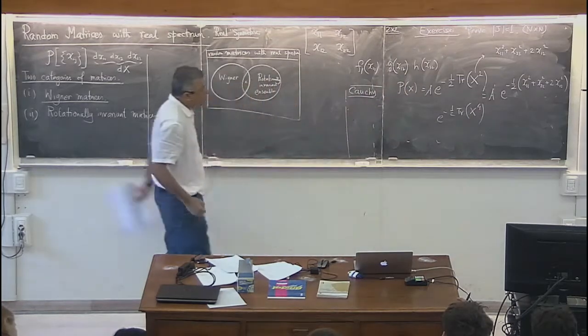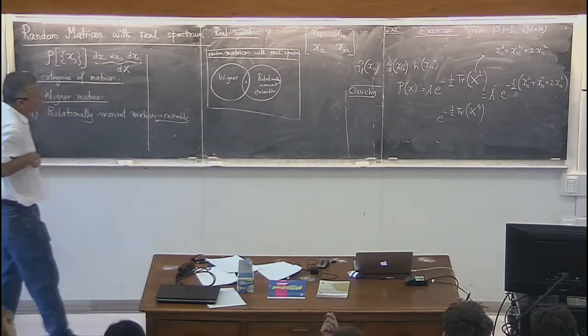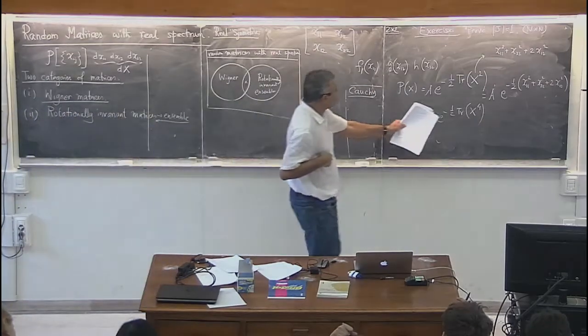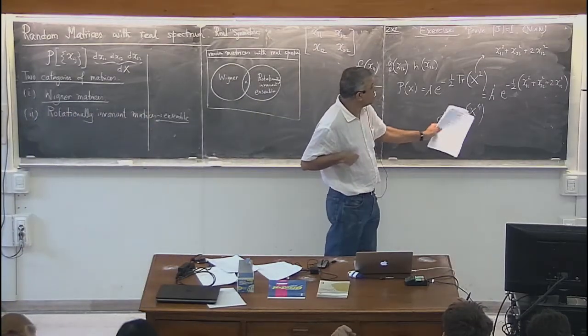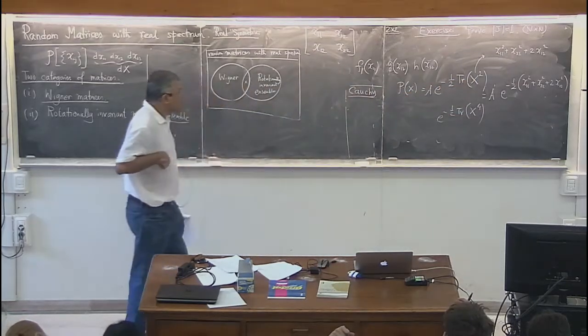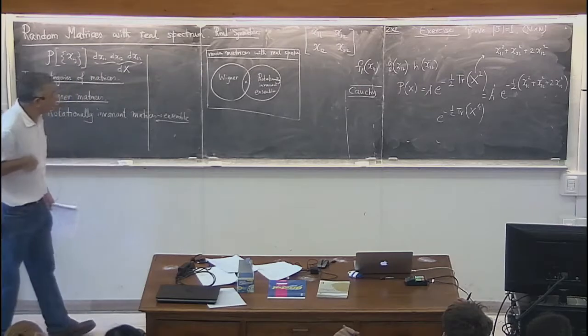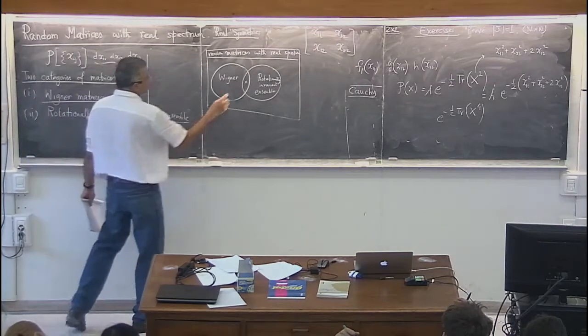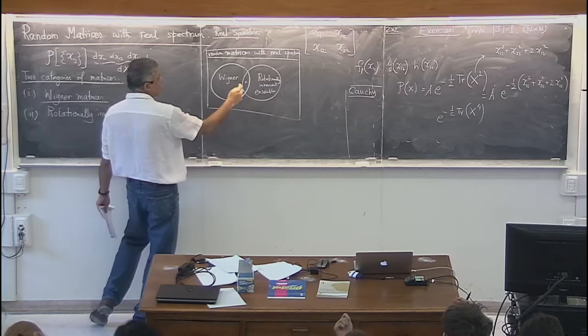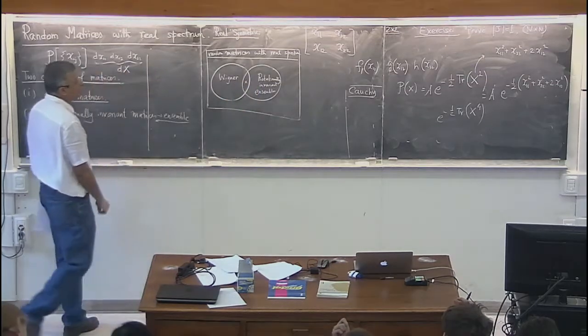So if you take trace of x⁴, you see you cannot write this as a product of independent distributions, because x⁴ will be some complicated function of these elements. So Gaussian is one example which belongs to this common area between Wigner and rotational. It's both a Wigner as well as a rotational invariant ensemble.